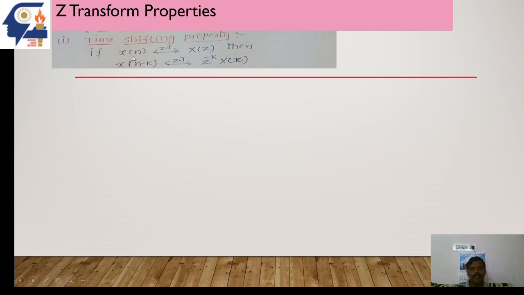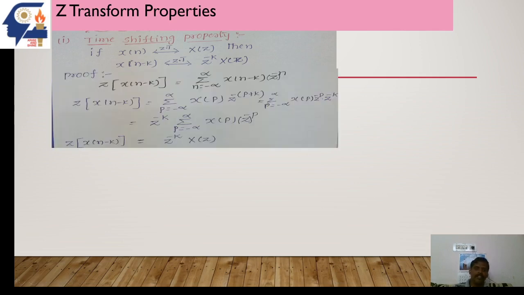If the Z transform of x of n is capital X of z, then what is the Z transform of small x of n minus k, where k is some constant? It may be positive or negative. Now, what is the Z transform of x of n minus k? We will see the proof. Z transform of the given signal is equal to summation n equal to minus infinity to plus infinity x of n minus k z power minus n.